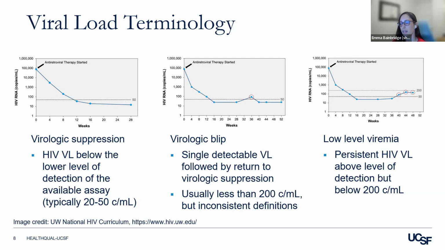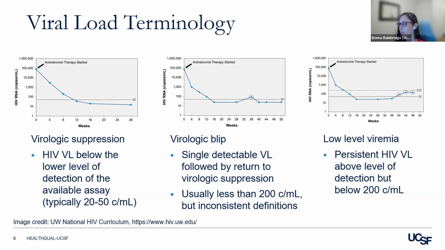And then in the middle here, we have a picture of a virologic blip. And what that is, is a single detectable viral load that then returns to virologic suppression. So you're suppressed, you have one viral load above the threshold for suppression, and then you go back down. And I think typically we use a cutoff of, virologic blips should be less than 200 copies per milliliter, but there are inconsistent definitions out there, especially in the older literature. A blip might be allowed to be as high as 500 or even upwards of 1,000.